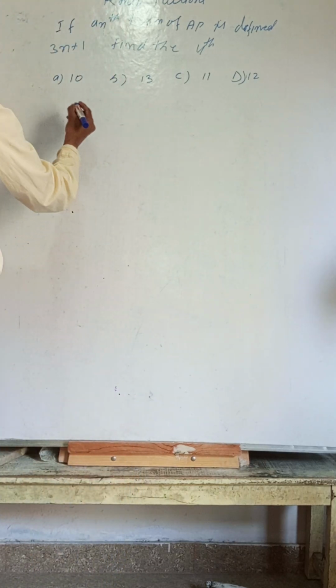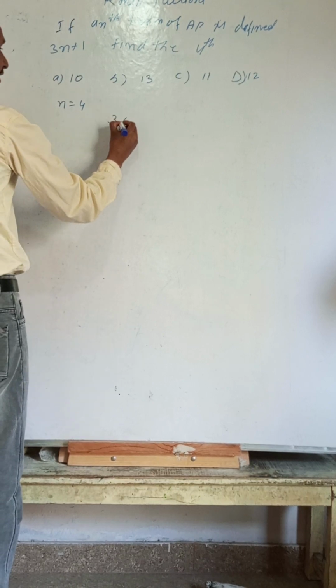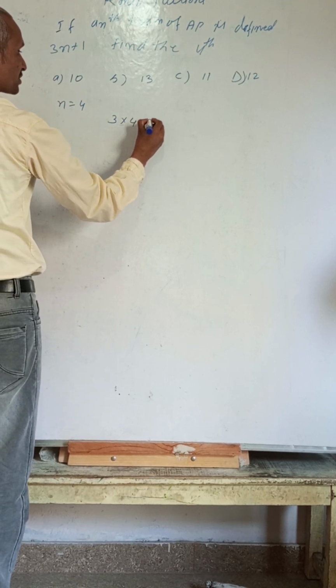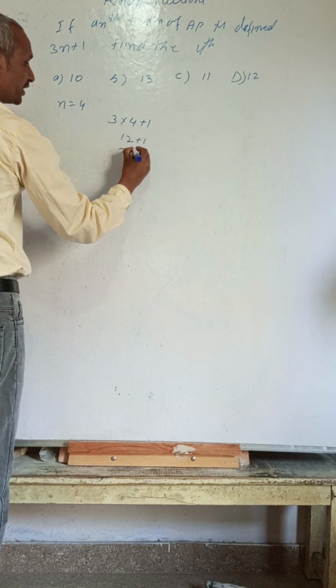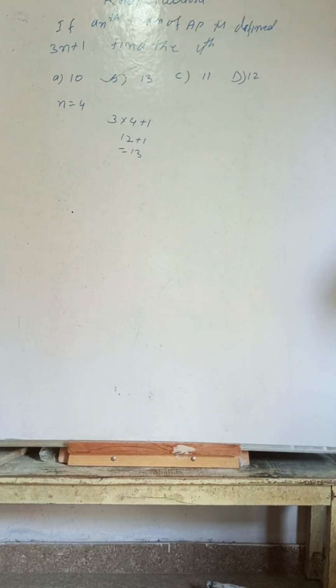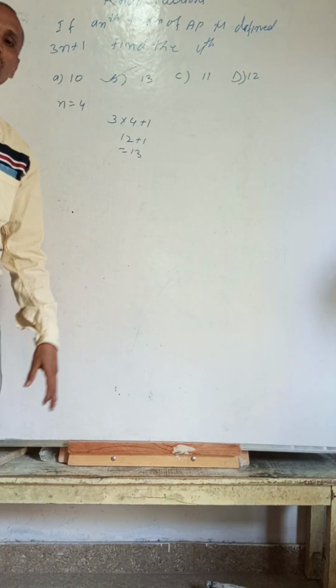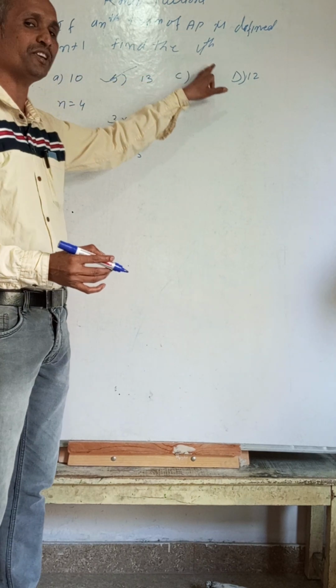Now we keep n equal to 4. What will come? 3 into 4 plus 1. 3 fours are 12, plus 1 is equal to 13. So option B is the correct option. In such questions, whatever expression is given to define the AP, keep n equal to whichever term is asked.